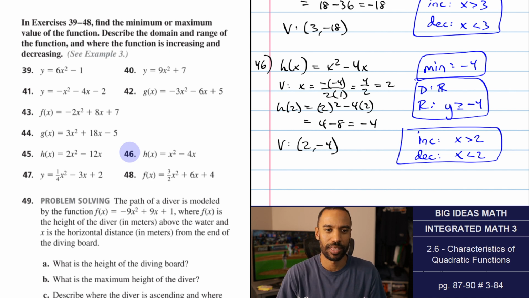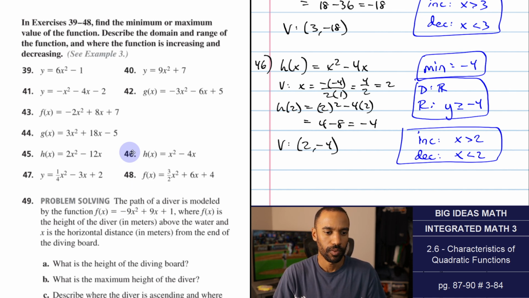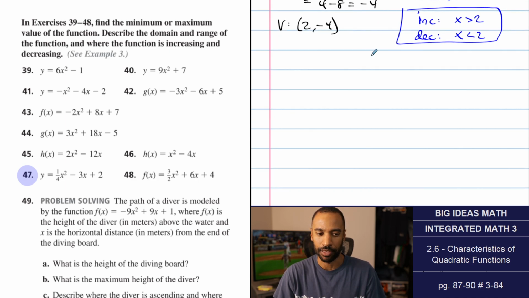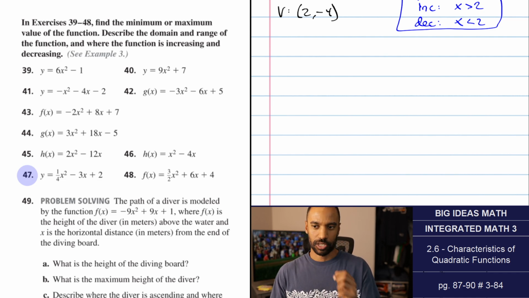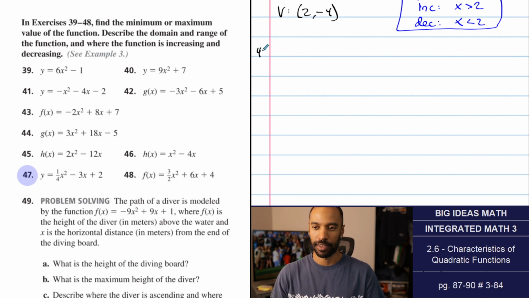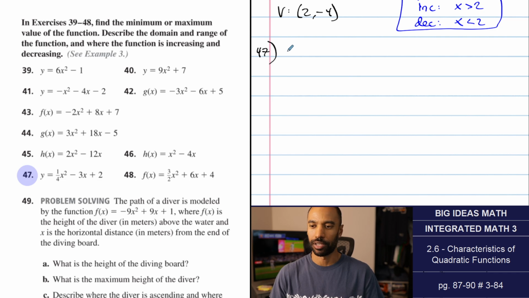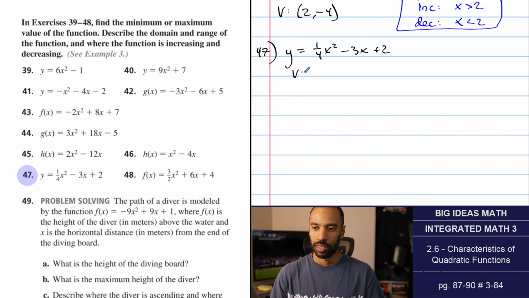Okay, 2 more in this set. Fractions on 47 and 48 for the a value. That might affect our min-max, but it might not affect the x value of the vertex. Let's take a look. Y equals 1/4 x squared minus 3x plus 2. The x value will be at negative b over 2a.